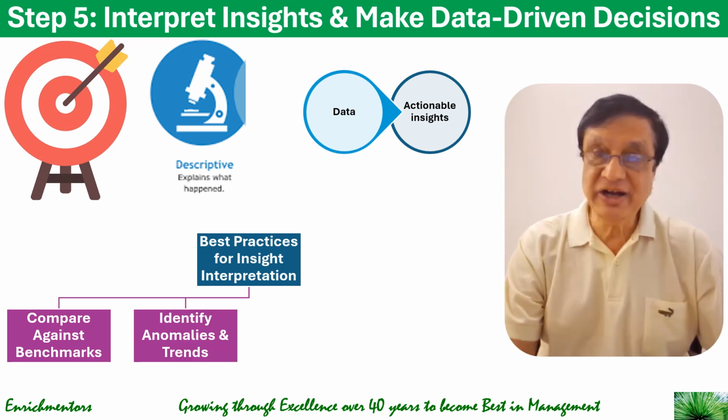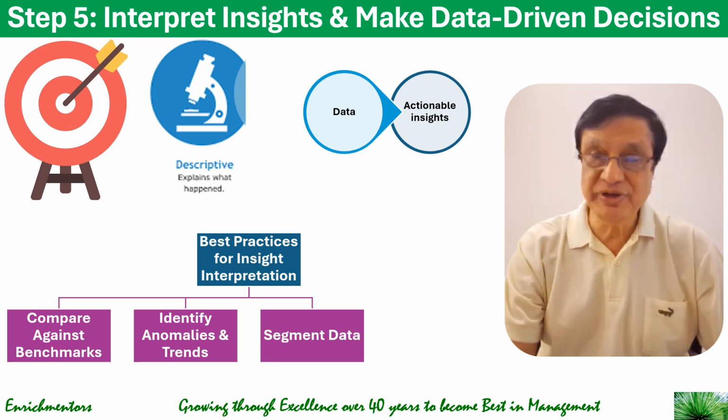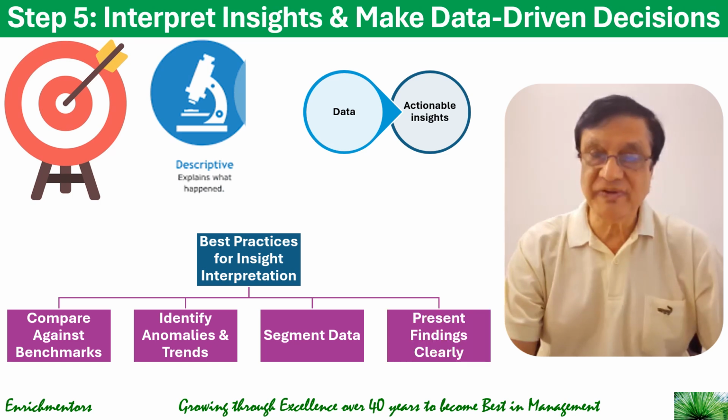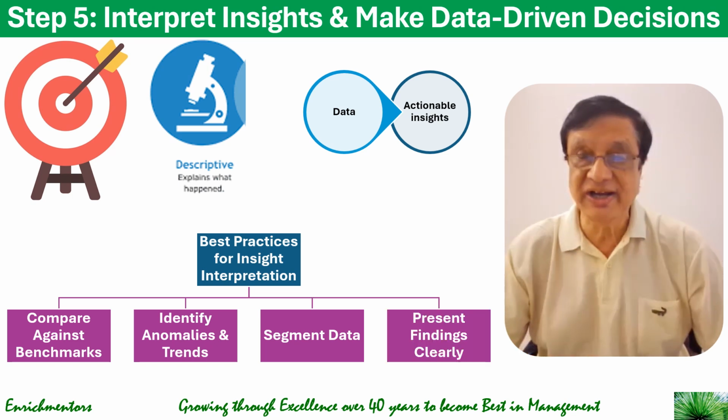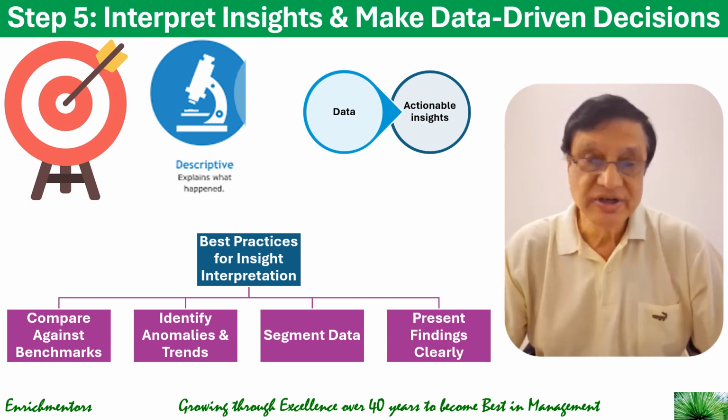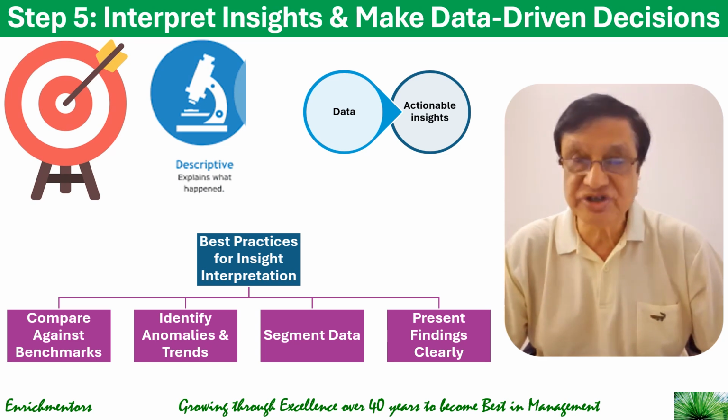Then you identify anomalies and trends. Look for unexpected spikes or drops versus your benchmarks, right? Then you segment data, break down by demographics, time period, and product types, and then you present your findings clearly using storytelling and visualization. Say, for example, how would a restaurant chain interpret insights and make data-driven decisions?